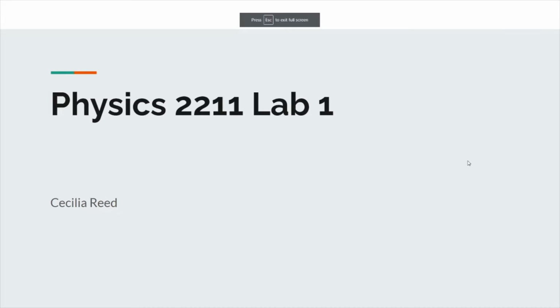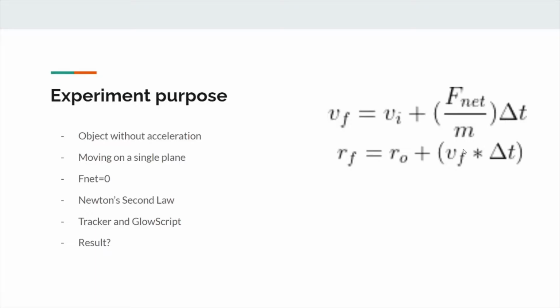This is my first lab report for Physics 2211 regarding the movement of an object with constant velocity and zero net force. The purpose of this experiment is to study the position of an object with constant velocity and make predictions using Newton's second law, which is interesting because the constant velocity allows one to predict position. This is demonstrated through the two equations showing the change in velocity and position on the right.